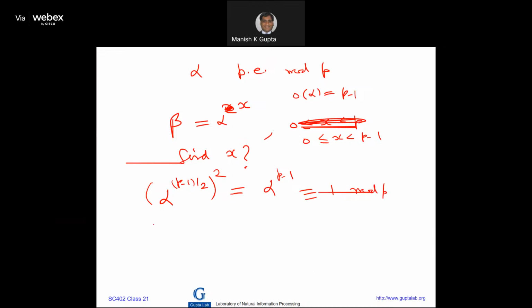Okay. So therefore, alpha raised to power (p minus 1)/2 is congruent to, we take the square root on both sides, plus or minus 1 mod p. So this value in the bracket, if this whole expression is 1, that means this could be plus 1 or minus 1, right? Both will happen. That means alpha raised to power (p minus 1)/2 is either plus 1 or minus 1 mod p.